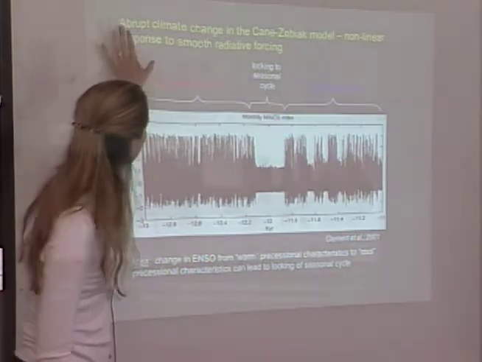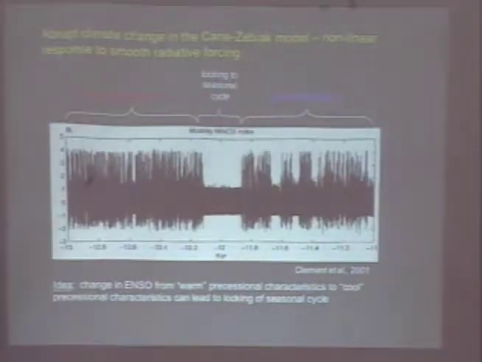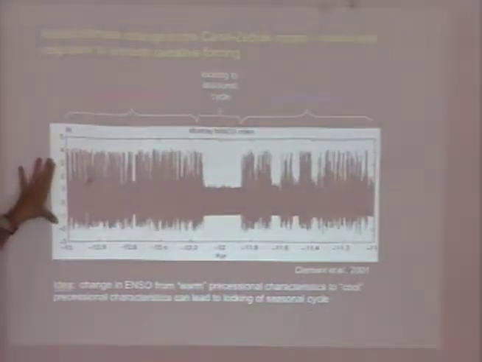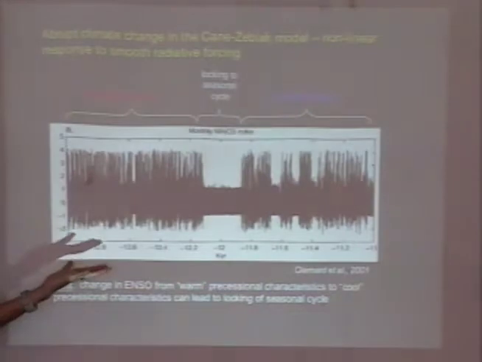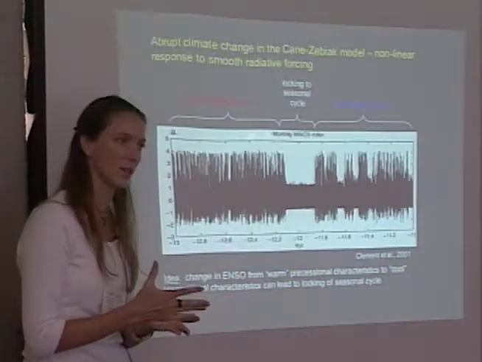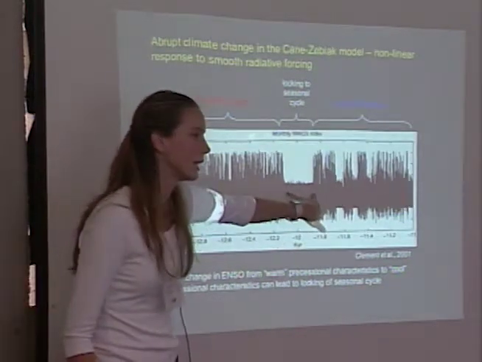Okay, so here's where we move to the abrupt climate change example. This is taking the same model, of course, running it for these paleo timescales, which is very useful. This is a well-reproduced figure from Clement's 2001 paper, where they address abrupt climate change and the potential for the Kane-Zebiak model, only this model, to get locked into a phase for hundreds of years, where it does not exhibit its normal El Nino behavior. It gets locked to the seasonal cycle, which in this model is forced.